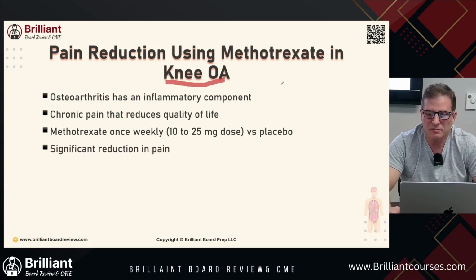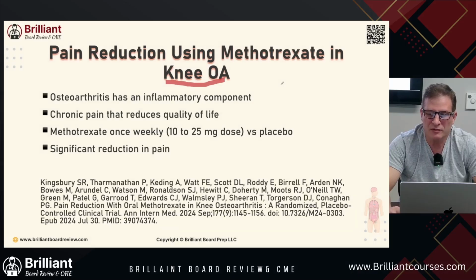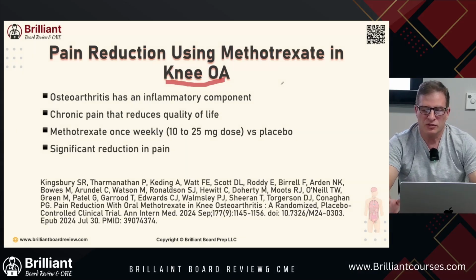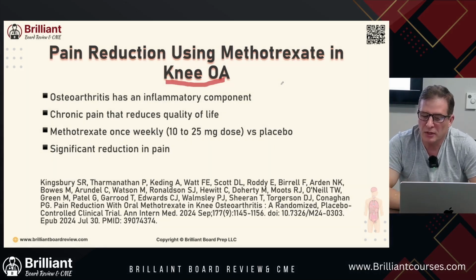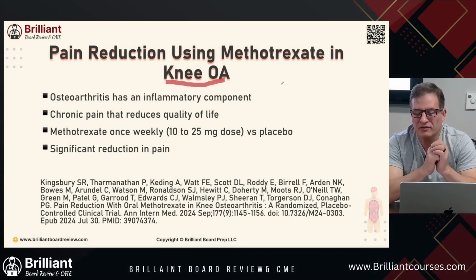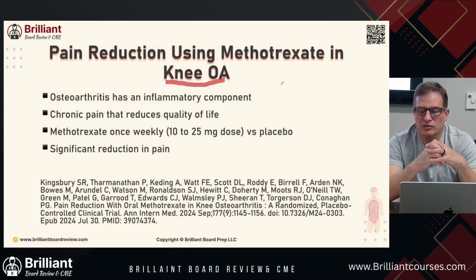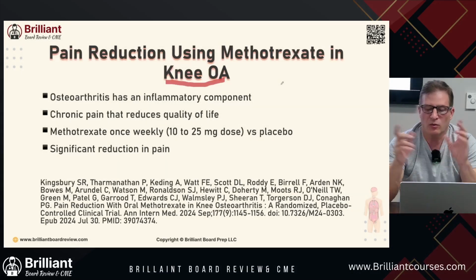Significant reduction in pain. Now, this was a double-blind study. It was in the UK and Canada, just so you know. It was about 207 patients, and they had radiographic evidence of osteoarthritis and knee pain for 3 months with inadequate response to current medications. Now, what's the side effects?